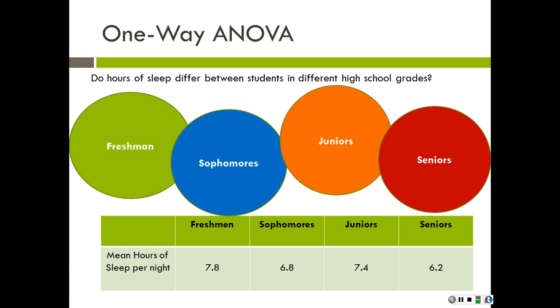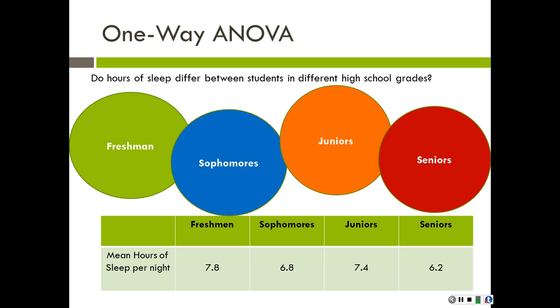So let's say we're looking at a sample of high school students, right? We want to know if hours of sleep differs for each grade level. So basically we're asking, do the hours of sleep students get at night depend on grade, on whether they're freshmen, sophomores, juniors, or seniors? So this is our question. Does hours of sleep differ between students in different high school grades?